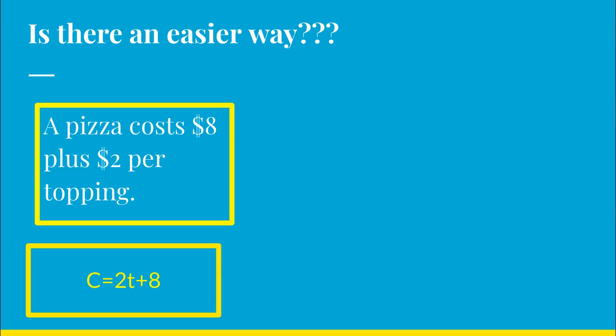And you'll notice that there's an 8 and a 2 in the question, and there's an 8 and a 2 in our equation. So what this is telling you is that the question is really giving you all the information you need without having to do the table of values. So every time we have a word problem, we're going to look for two numbers. We're going to look for what is the initial value and what is the rate of change.